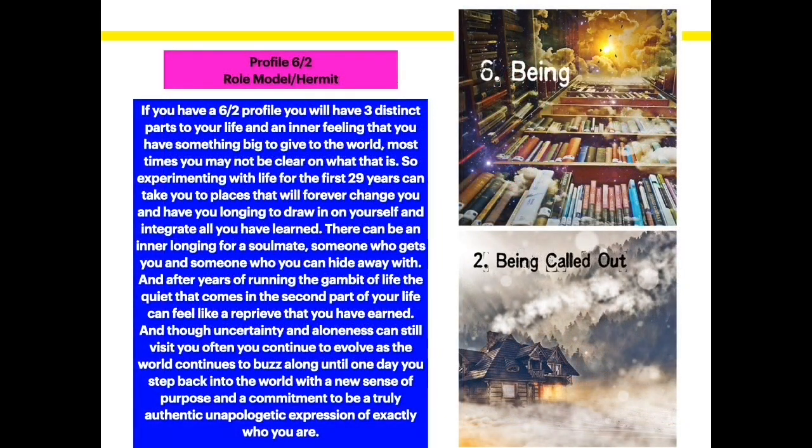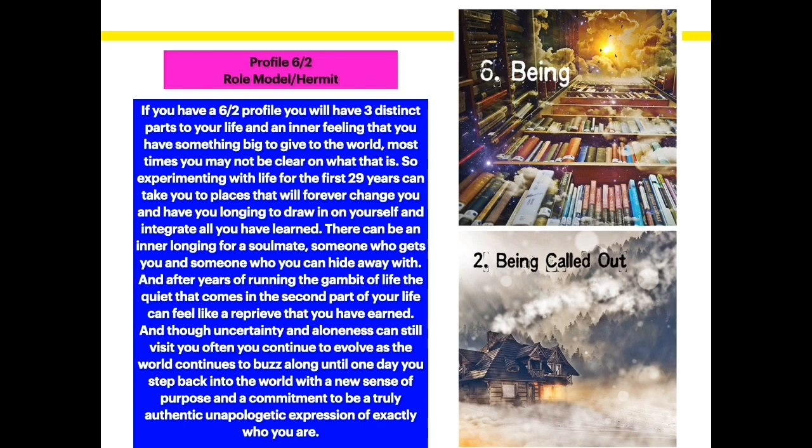So now that we get into the 6-2 profile, we're talking about somebody who is a conscious role model, somebody who feels potentially that they have something big to do in the world. And anybody with a 6-line energy would be considered somebody who's a late bloomer, because we have someone who's having 3 stages in their life.